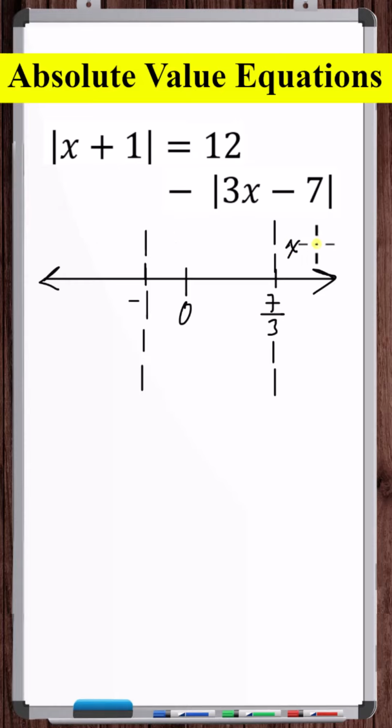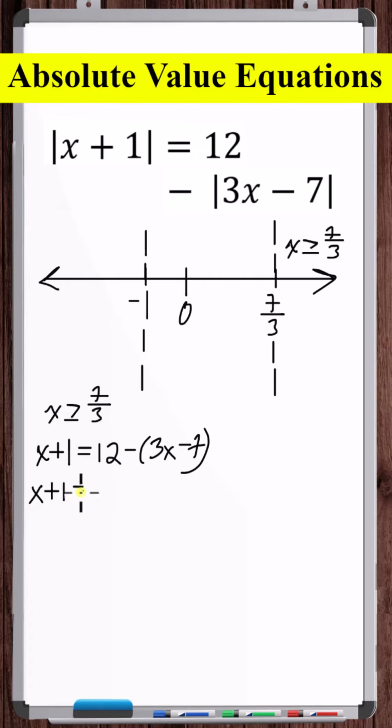Let's start with when x is greater than or equal to 7/3. When x is greater than or equal to 7/3, 3x minus 7 is positive or 0, and x plus 1 is positive. So we can just remove both of these absolute values.